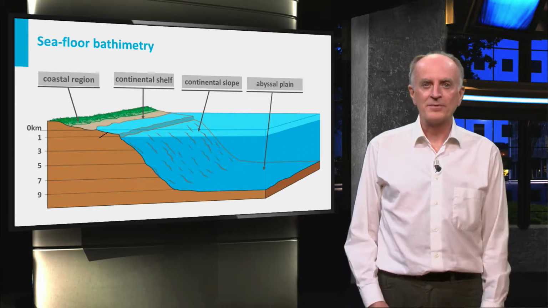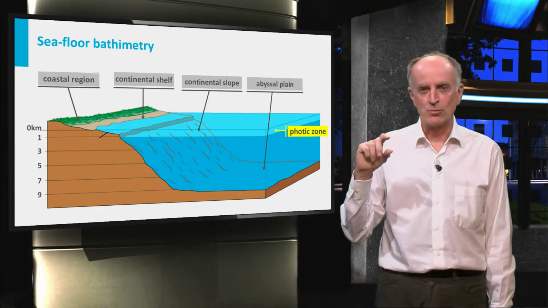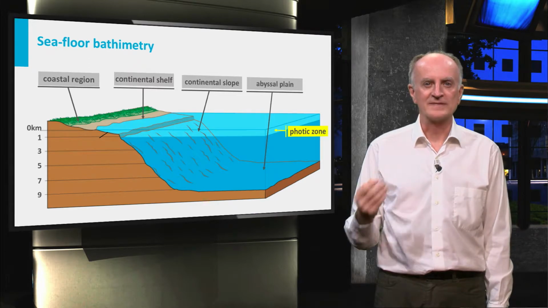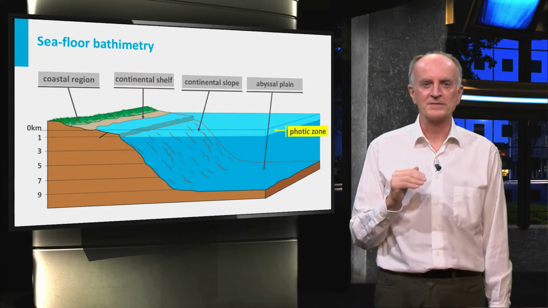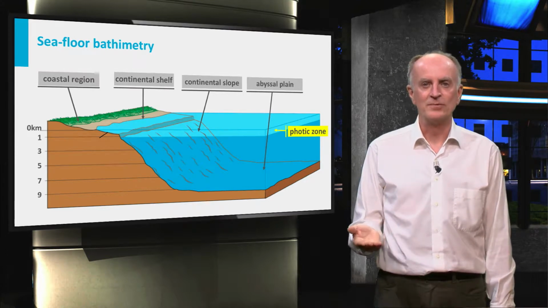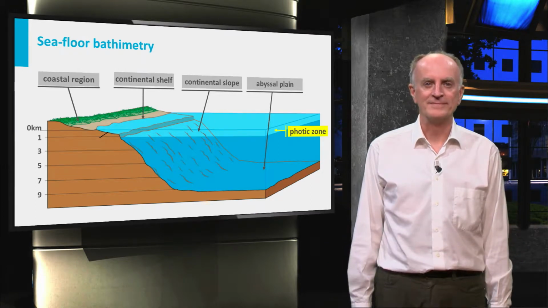A further very important element in the marine system is the photic zone, which is the water column penetrated by light. Here, photosynthesis is possible and small plants can flourish, forming the first ring of the food chain. Underneath the photic zone, waters become dark, cold, and inhospitable.